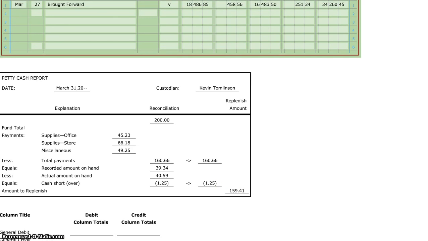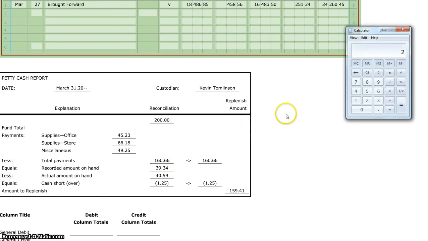This is how much we should actually be putting in our petty cash fund. Now, you might be saying, well, wait a minute, how do you figure that out? How can you double check that? Well, you can double check that by the recorded amount right here that you should have on hand. If I took that $200 that I started out with in my petty cash fund minus that $39.34 that I was just talking about, I should get 160.66, right? But I was over $1.25. I had $1.25 more than I should have. So I subtract the $1.25 and it was 159.41.